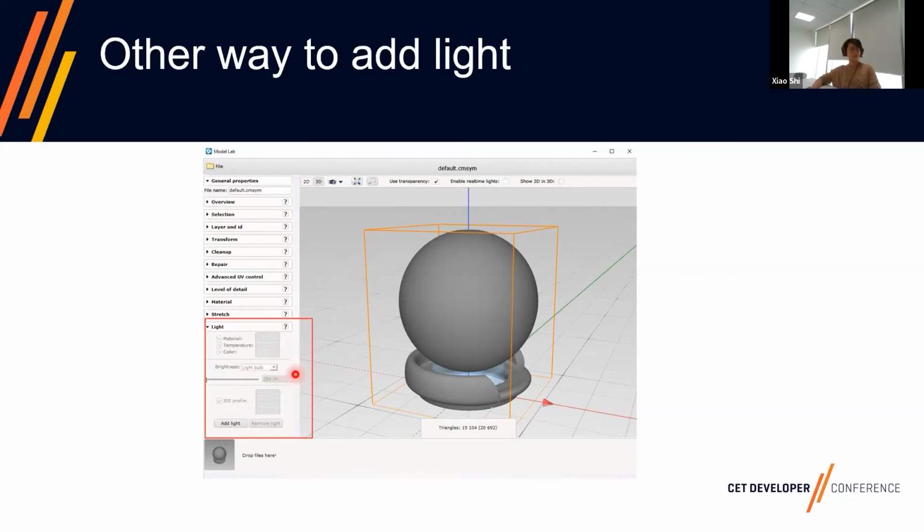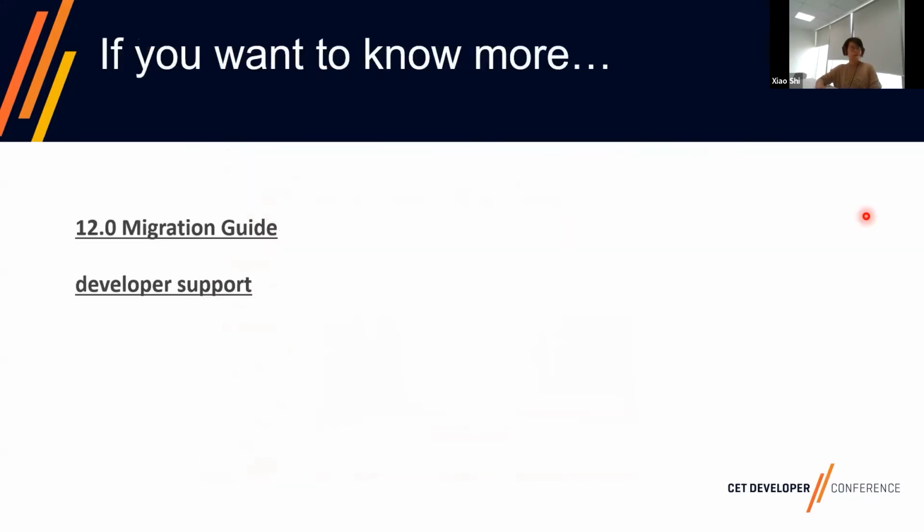And after you've done that, you can save the file and drag that into CET, and it will turn into a light itself. Yeah, simple as it is. If you want to know more about physical light, there's an article there already in the migration guide, and you are always free to contact the developer support if you have any question about the physical light.